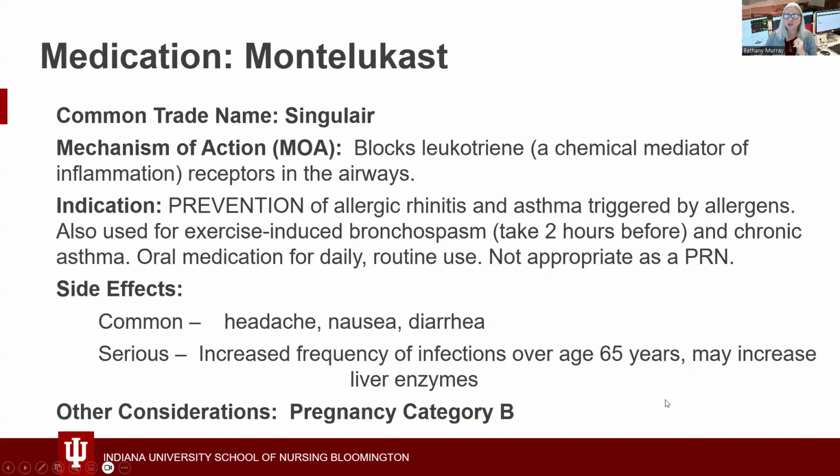Okay. The other medication I gave you was montelukast, or Singulair. Singulair, or montelukast, blocks leukotriene, which reduces inflammation and is used as a prevention of allergic rhinitis and asthma that is triggered by allergens. You can also use it for exercise-induced bronchospasm. I'm not very familiar with that, but I am familiar with it being used as an adjunctive treatment for chronic asthma. It's an oral, once a day in the morning, routine medication.